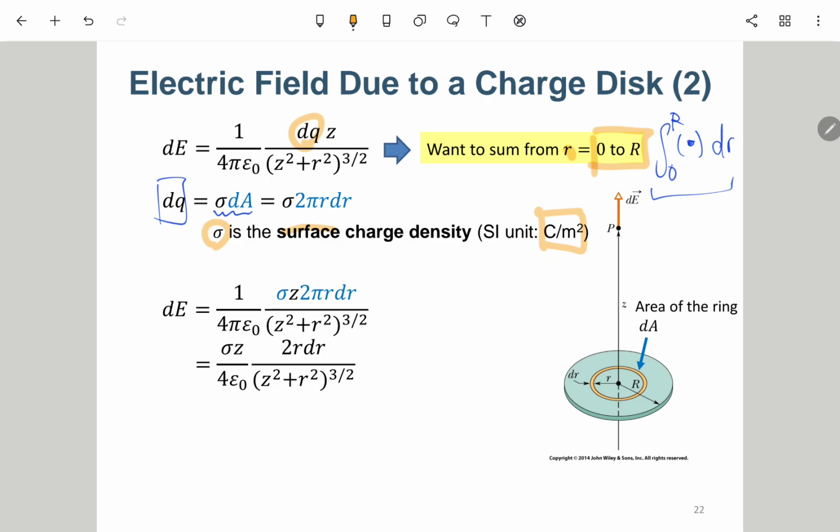So similarly, the total charge will be the surface charge density multiplied by the area. A is the area. So here it is dA only. We still don't know the relationship between dA and dr. So we still need to change dA into an expression of dr, which will be something like this.